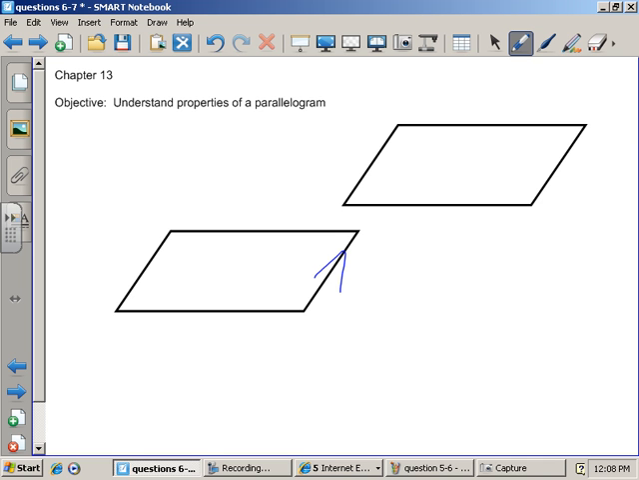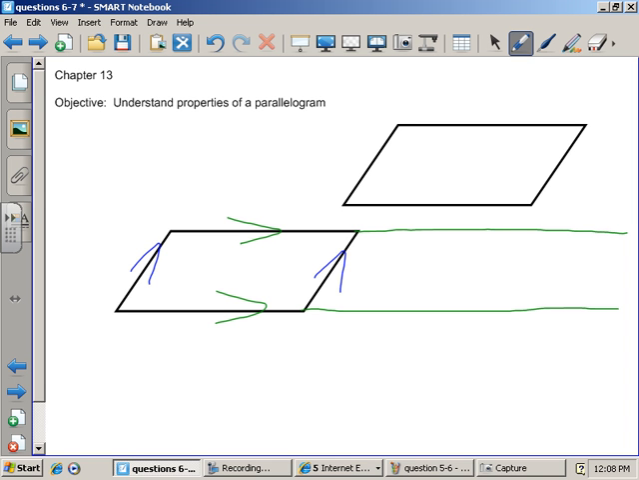This line is parallel to this line, and this line is parallel to this line. And that means, parallel means that if I extended these lines forever, they would never ever touch. That's what parallel means. And the parallelogram has two pairs of parallel lines.